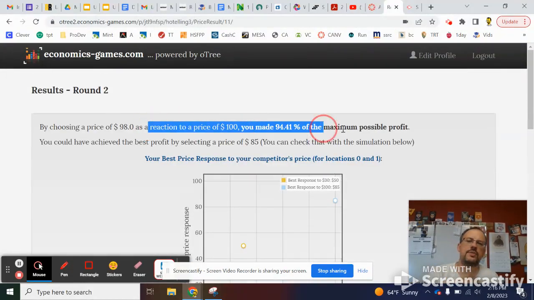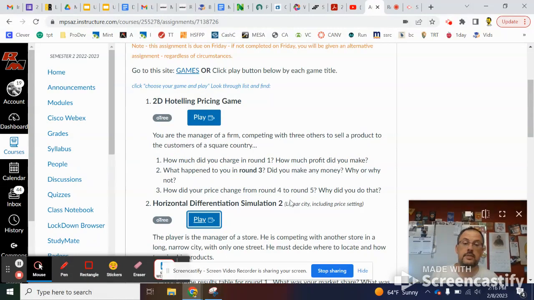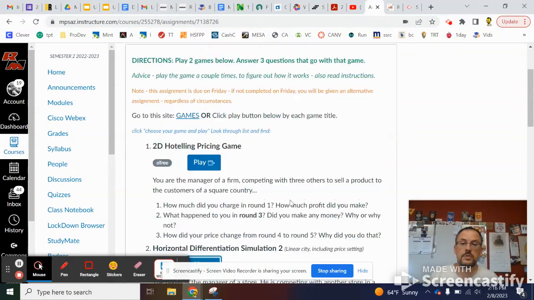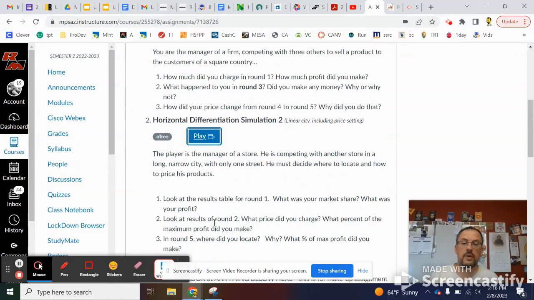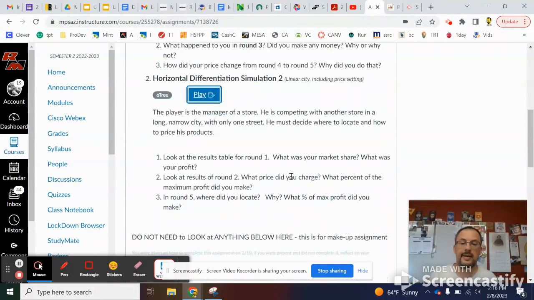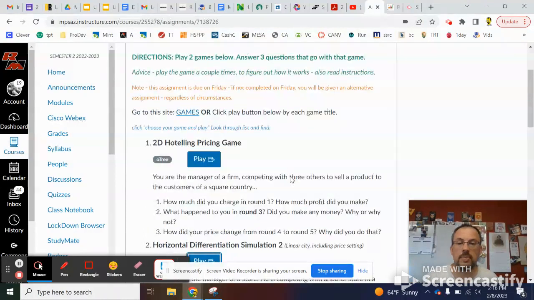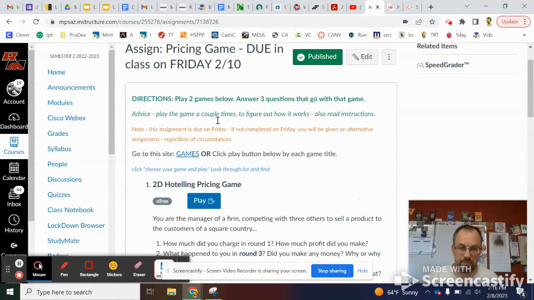And so basically, you can use these things to answer the questions that are on the paper or in the instructions. You just type and answer those into Canvas. So you have 3 questions for the first one, 3 questions for the second one. Just play the game, answer those questions. My advice is to maybe play it once or twice just to figure it out, and then play it for real once and answer the questions. You could just play it once and answer the questions.